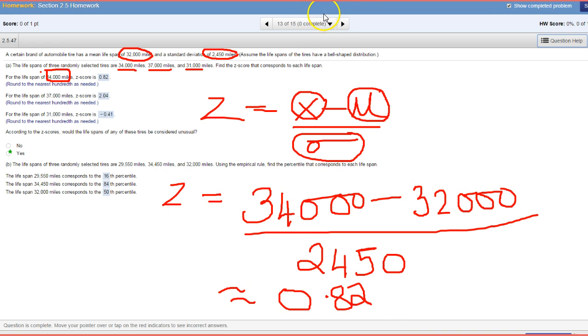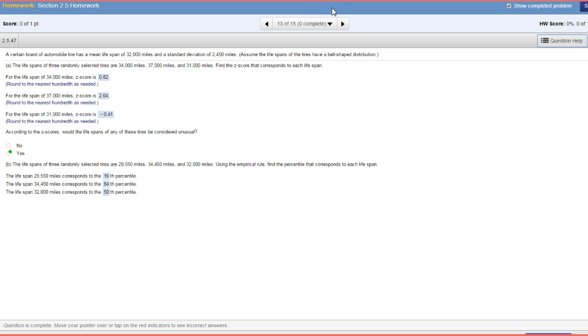And you're going to do the same thing for 37,000. If you're doing 37,000, you're simply going to replace this with 37,000. If you're doing 31,000, you're going to replace this with 31,000. That's one way of finding your z-scores. Now, to find your percentile, we're going to use the calculator.